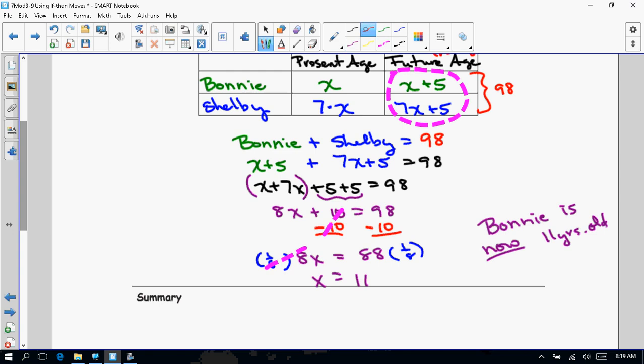By the way, it doesn't ask, but how old is Shelby? Shelby is 7 times that. 7 times 11 is 77 years old.